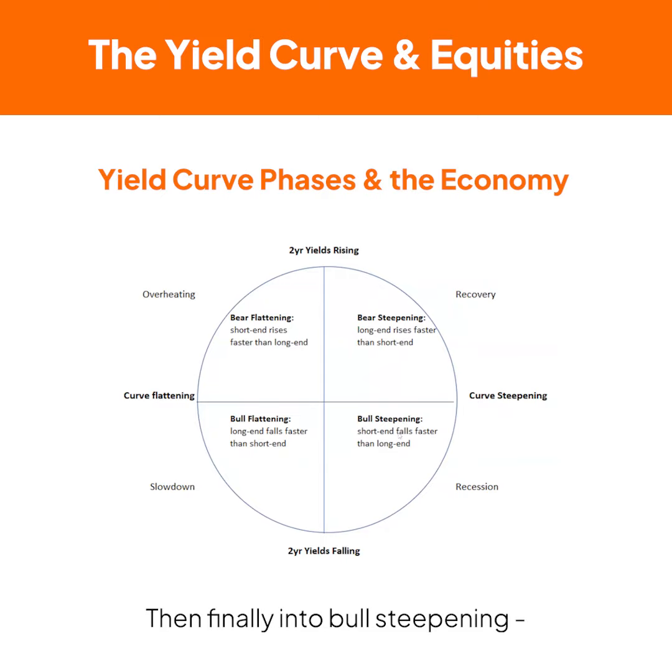And then finally into bull steepening. Rising expectation here of an economic downturn which sees short end rates fall faster than long end rates, with policy rates likely cut.